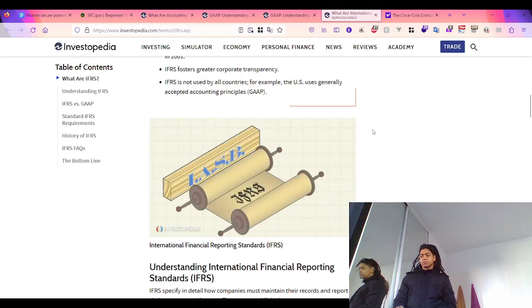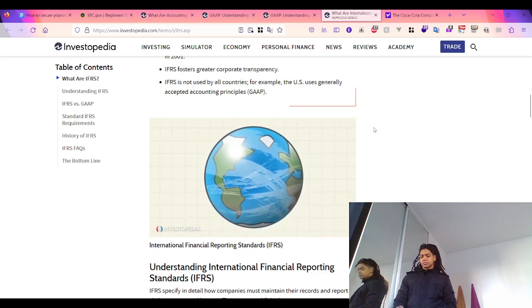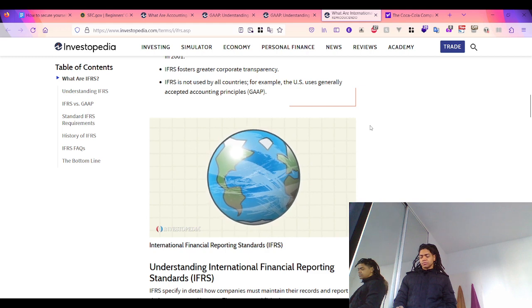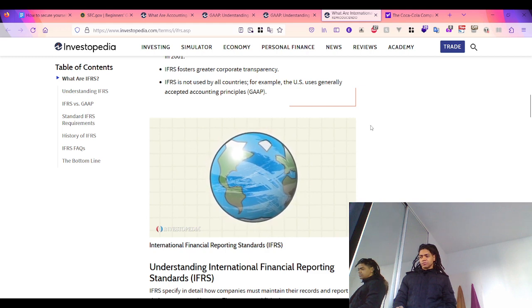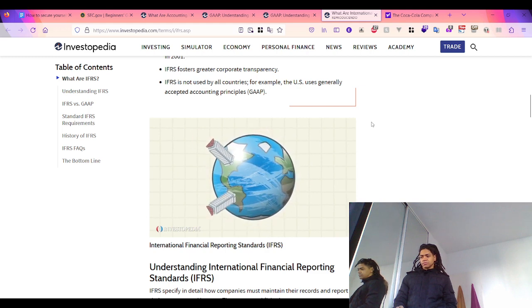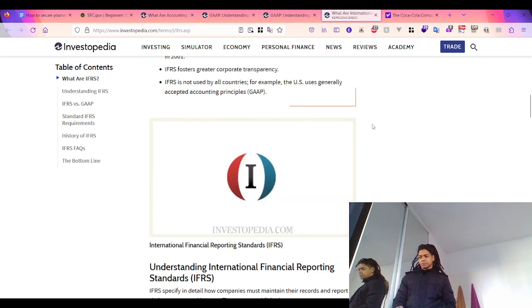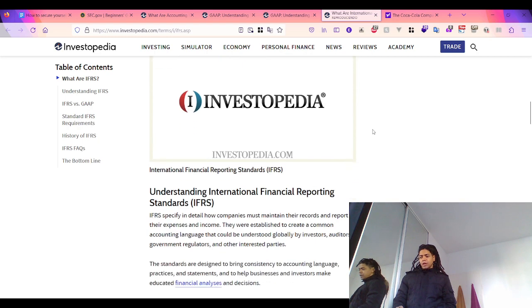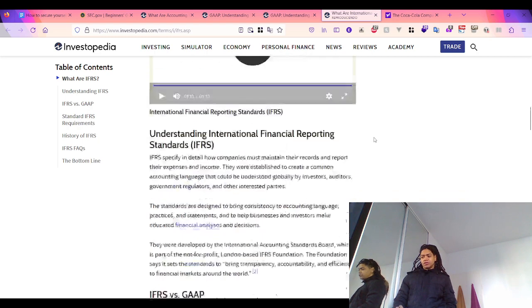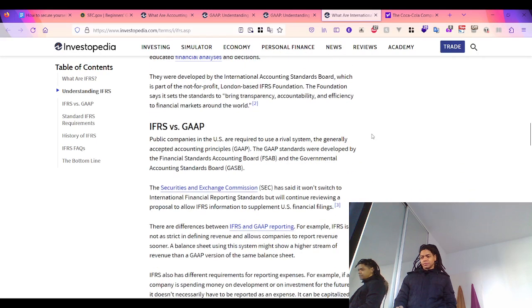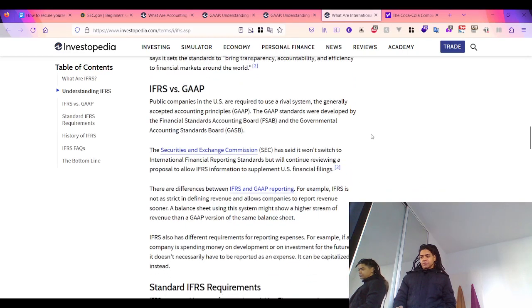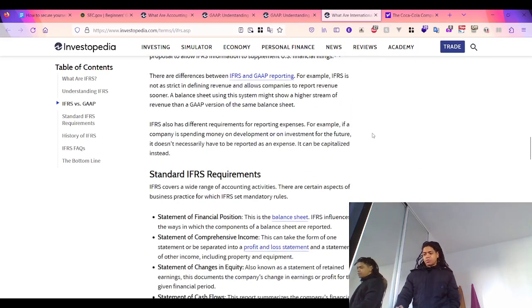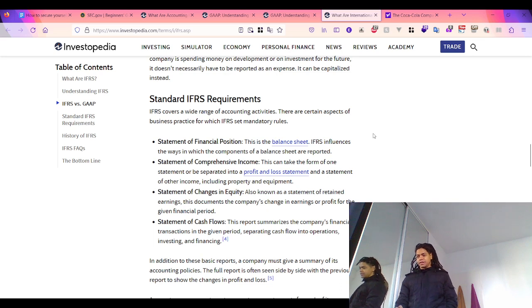The International Accounting Standards Board sets IFRS. Their goal is to create one set of accounting standards throughout the world. This goal is especially important due to ever-increasing globalization and the growing number of multinational corporations. So to promote that transparency and things like that.